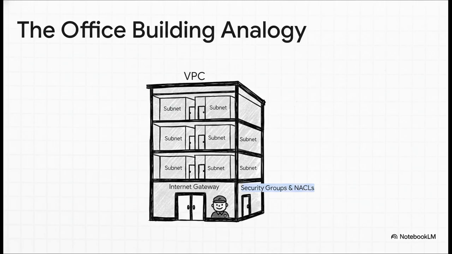Now, to make all this stuff really stick, we're going to use a simple office building analogy. Just picture this. The VPC is the entire building. The departments or floors, like HR and development, those are your subnets. The main entrance where visitors come in, that's your internet gateway. And the security guards at every single door, those are your security groups and network ACLs. Keep this picture in your head, because we're going to keep coming back to it.